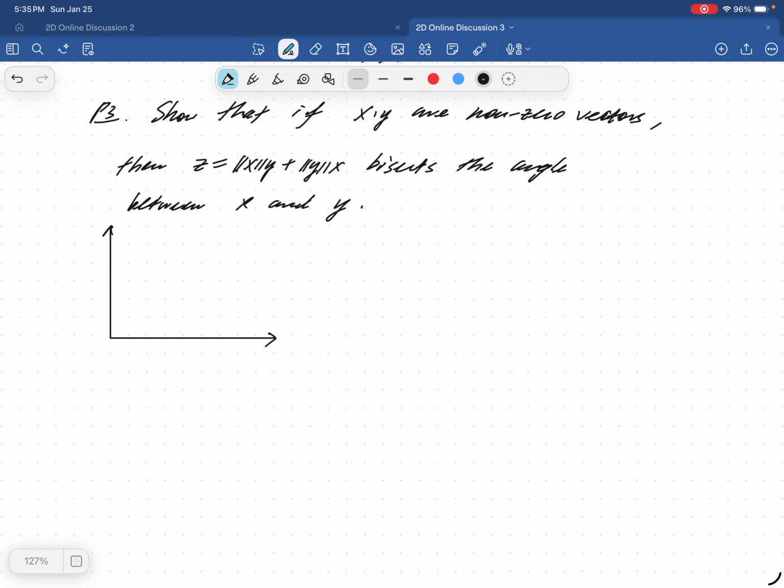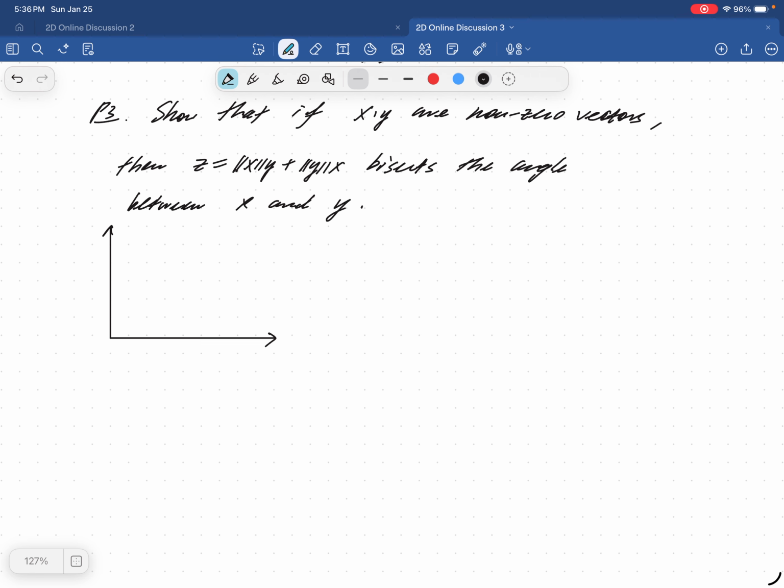And for this next one, let's show that if x and y are non-zero vectors, then z defined as norm of x times y plus norm of y times x bisects the angle between x and y. So notice that without loss of generality, we can assume that x and y are not scalar multiples of each other. Because if they are scalar multiples of each other, then z defined this way is a scalar multiple of both of them.